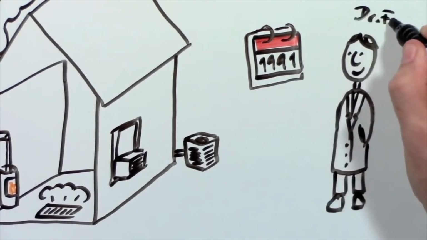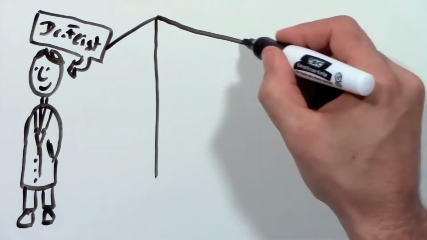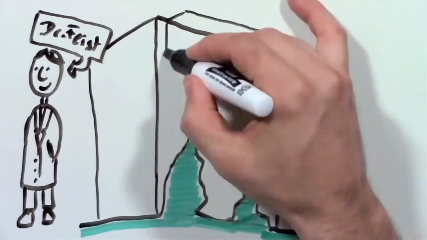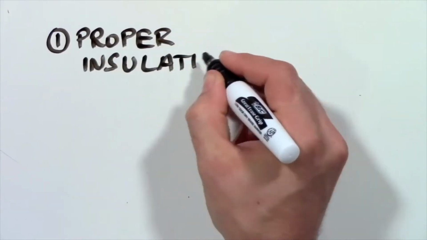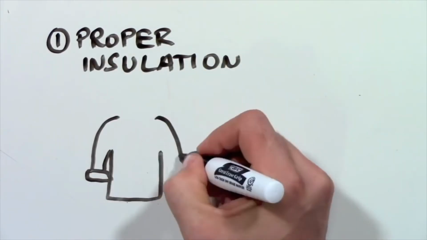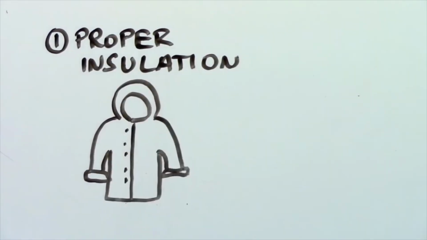Summary. In 1991, a physicist in Austria, Dr. Feist, built the first passive house. Here's what he did. 1. Proper insulation. It's just like wearing the right winter jacket. It also doesn't need a heater.